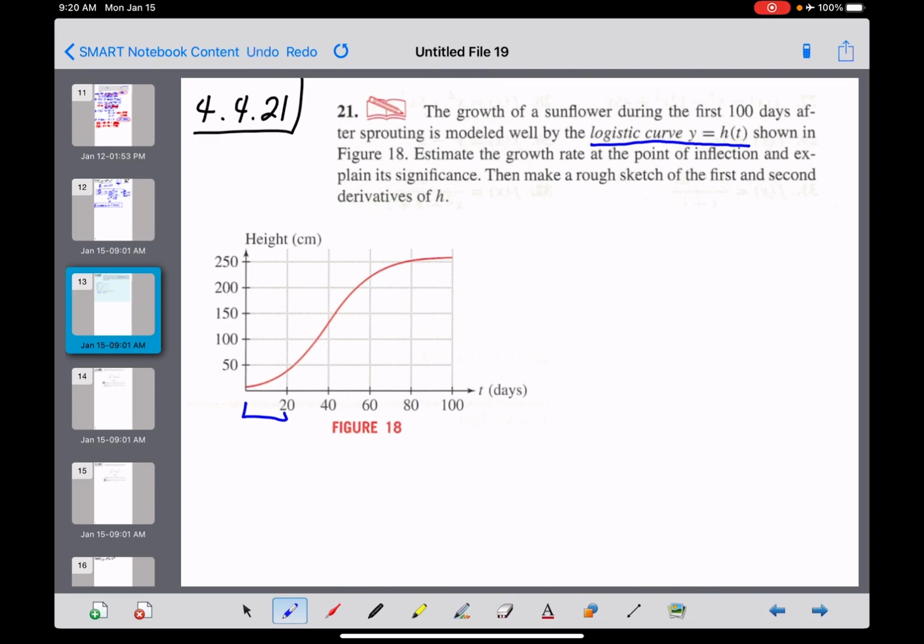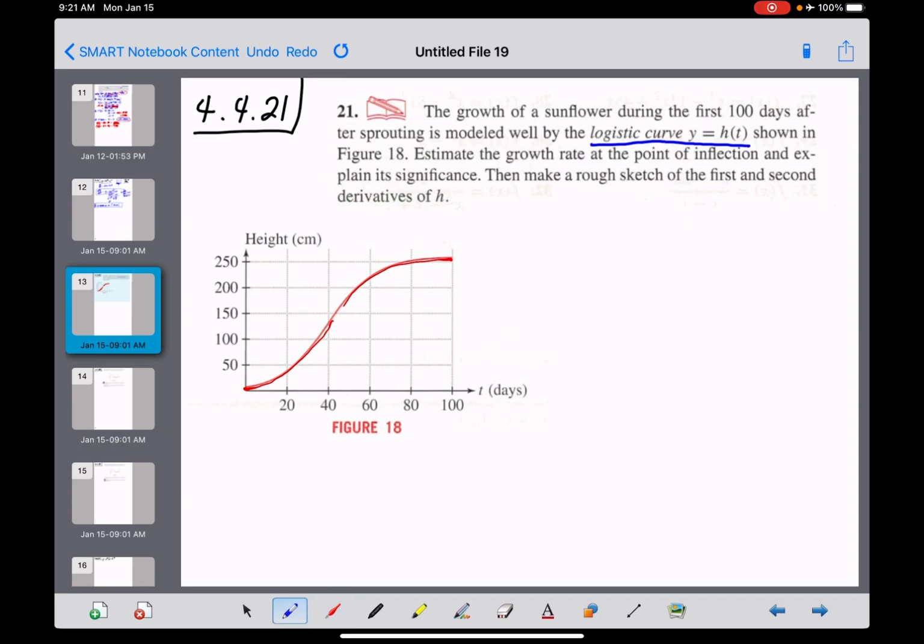So what are they asking us to do here, guys? They want us to estimate the growth rate at the point of inflection. So the first thing I better do is figure out where that point of inflection is. A point of inflection is the spot where your curve changes concavity. It looks to me like at the beginning, this curve is concave upwards. Towards the end, it is concave downwards.